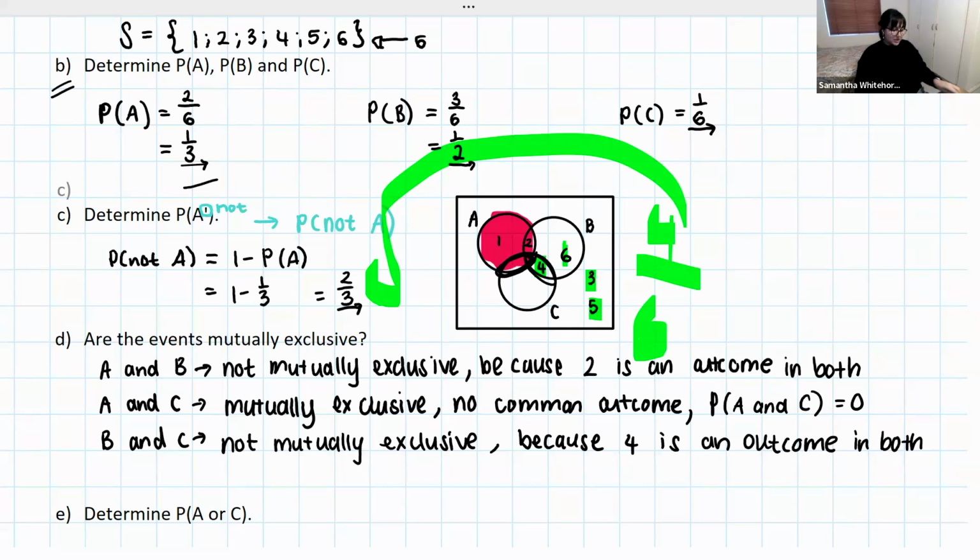Right, the next question says, determine the probability of A or C. Now, again, you've got a couple different ways that you can do this, and it is completely up to you how you choose to do this. You can use your probability rule.